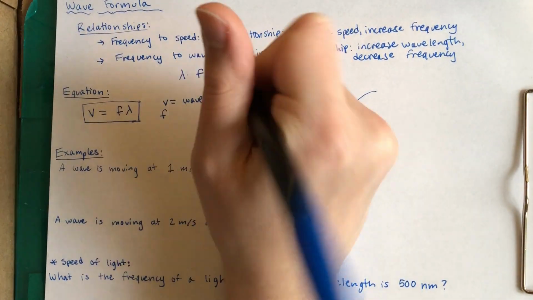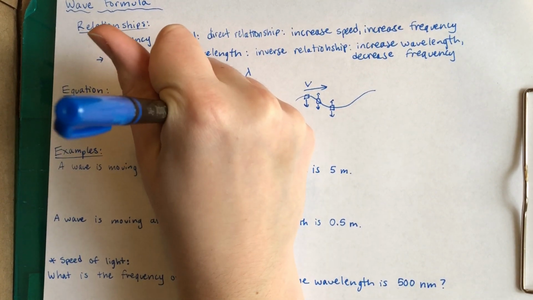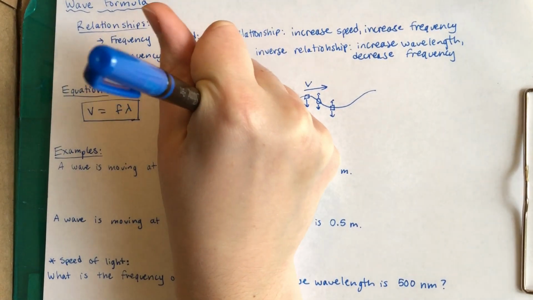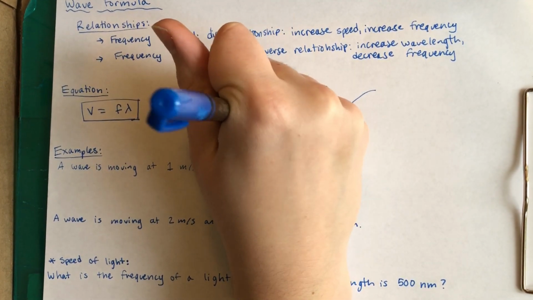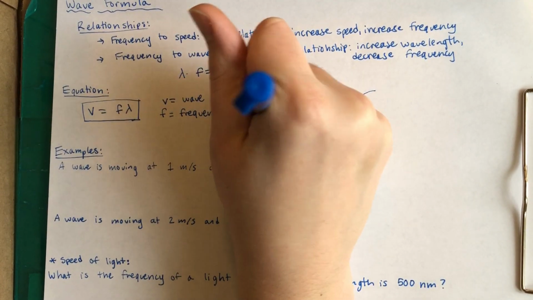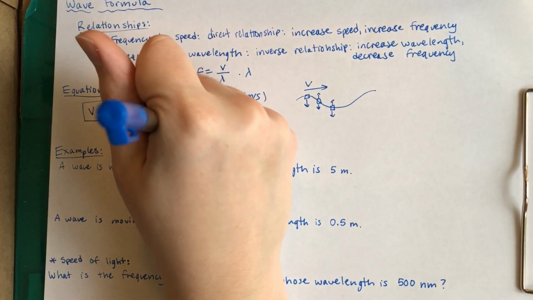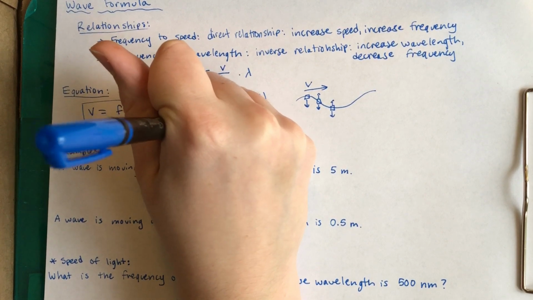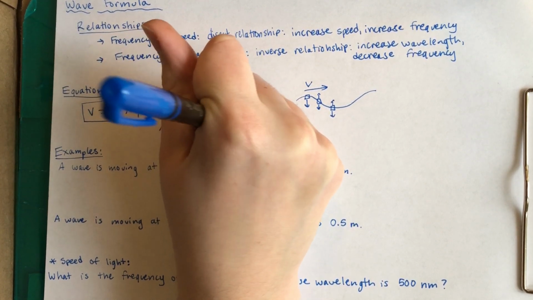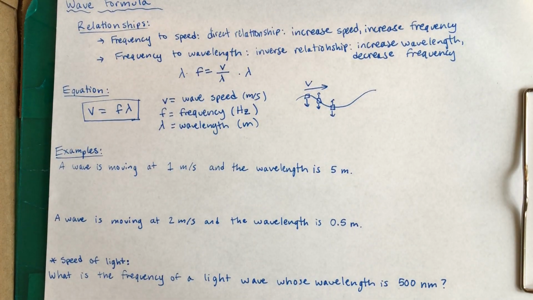v is usually in meters per second. f is the frequency. Its unit is hertz, which you might remember is per second, or 1 over seconds. And lambda is the wavelength, and it has units of meters. So let's do some examples.